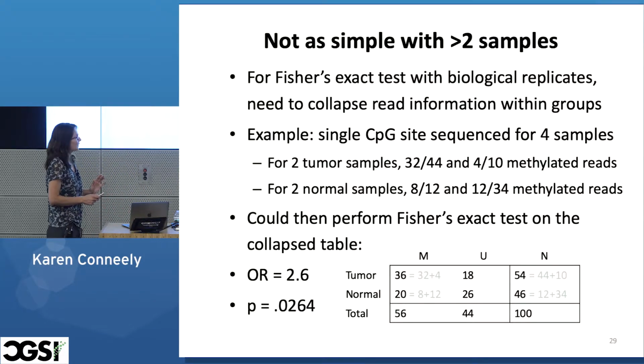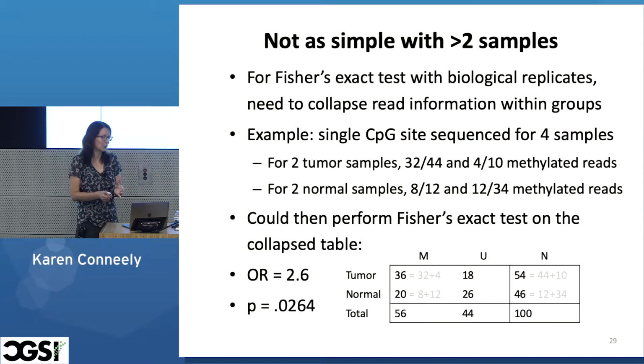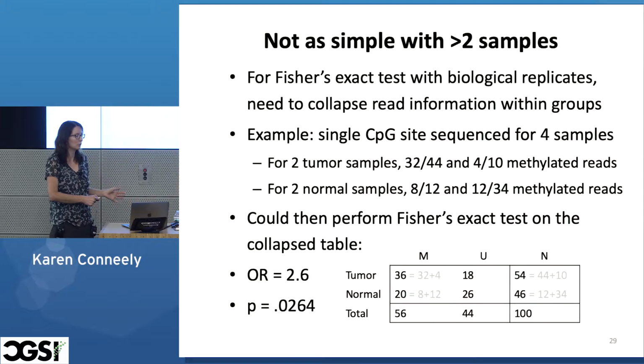So for Fisher's exact test, if we have biological replicates, we can't just do Fisher's test anymore. We would probably need to collapse the read information within groups. And so here's an example of a single CpG site that was sequenced for 4 different samples, 2 tumor and 2 normal. So now we have our original adjacent tumor and normal, which we can assume came from one person. And so we still have 32 out of 44 and 8 out of 12 methylated reads.